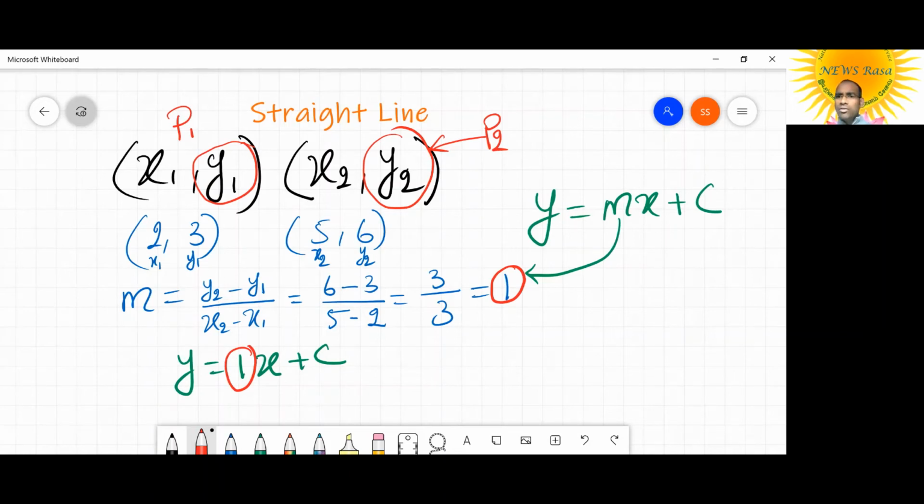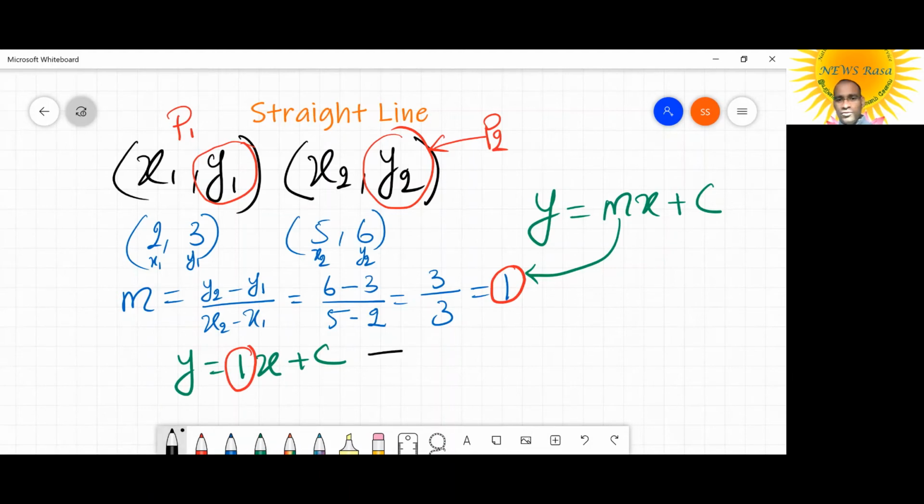Okay, now we worked out the gradient and substituted into the equation, all right? So we've got y equals 1x plus c, okay, good. So the next step, obviously, is to find out the c, isn't it? So how do you work out the c? I'm going to use a different color, just to make it more attractive for you.